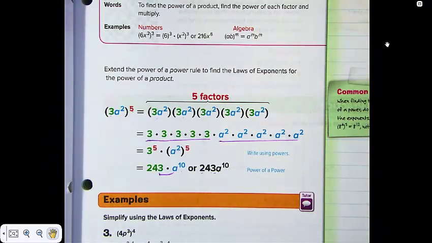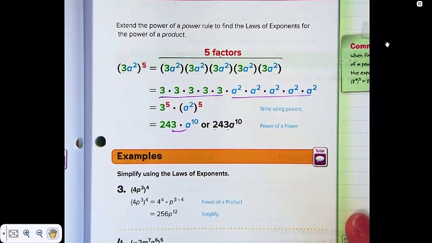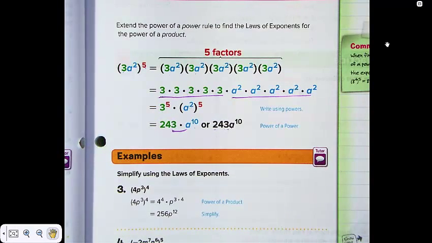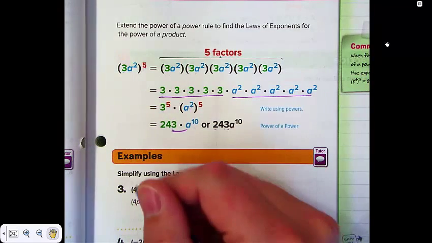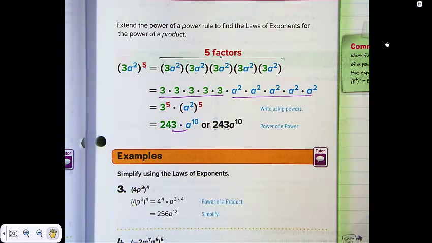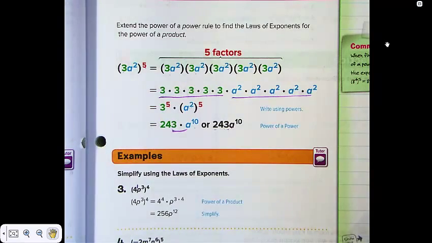Now one way I've taught kids to think about this, and I'll show you here on example 3, is anything that does not have a power, I sometimes put a 1 by. So if we look at example 3 here, and I have 4p to the 3rd power, that 4 has no exponent with it. So I would actually put a 1 right there. Okay, sometimes I draw on a 1. You don't have to do it this way, it's just a little trick.